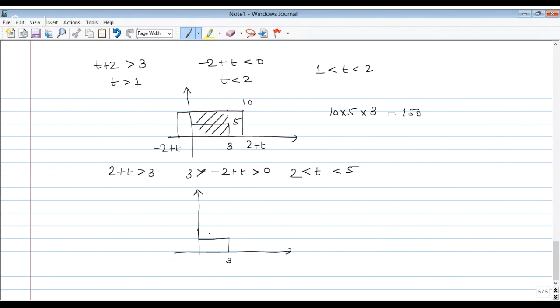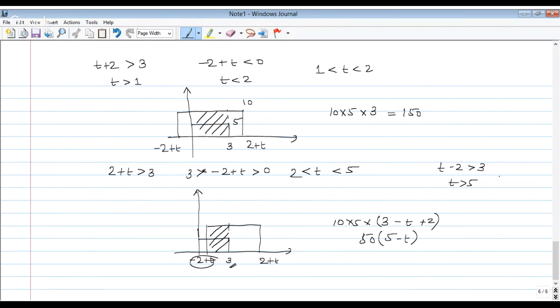this is 3. So this is our bigger signal like this. So this is minus 2 plus t. Now the overlapping area is between t minus 2 to 3. Take the area, 3 minus t minus 2, times 50. Now when this becomes greater than 3, then t becomes greater than 5, crosses the maximum limit and there is no overlap.